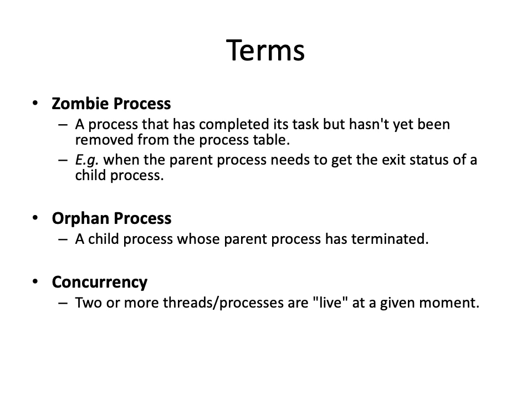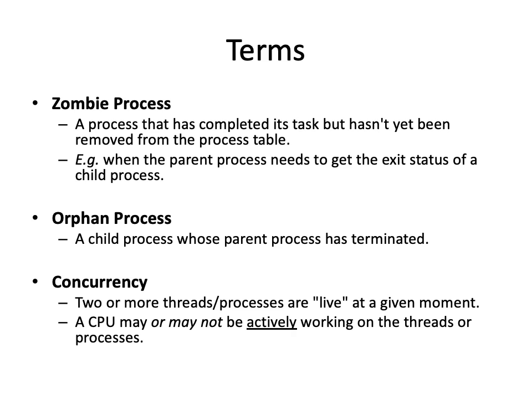Then there is concurrency. Concurrency, as we talked about briefly before, is when two or more threads or processes are live at a given moment. They've started and haven't finished. Now, a CPU may or may not be actually working on threads or processes at the same time. It could be that the CPU is taking turns. If you have just a single core, a single processor, then each of the processes or threads takes turns on that one processor. Or it could be a multiprocessor, and so maybe there are multiple streams of execution happening actually at the same time, but they're concurrent.